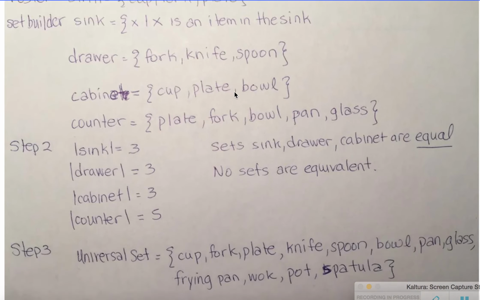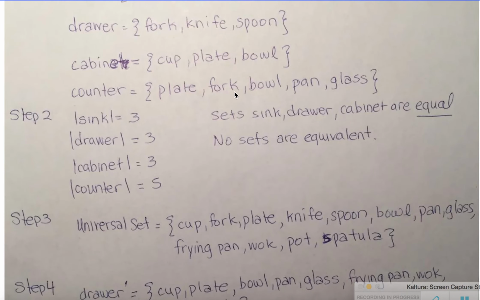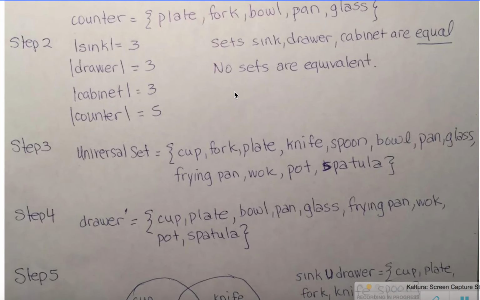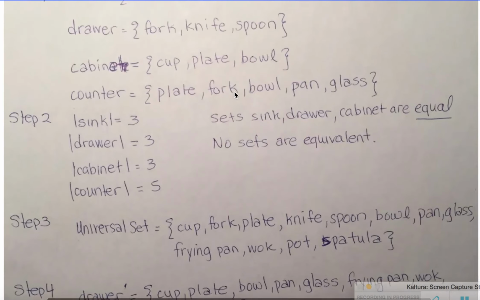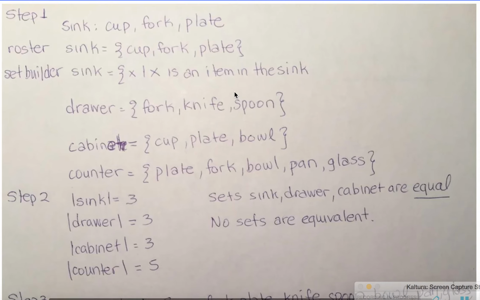Okay, so let's go to step 3. So step 2, I'm sorry. Step 2 asks you to list the cardinality. Okay, let's go back. So what is cardinality? It is the number of items per set. Okay, so the sink set has 3 items. Drawer set has 3 items, as you can see above here. The cabinet has 3 items and the counter has 5 items. Okay, so this is the notation for cardinality.